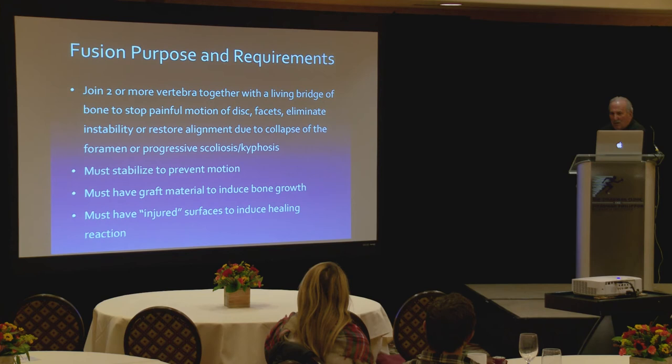Well, you join two or more vertebrae together with a living bridge of bone to stop painful motion of the discs, facets, eliminate instability, or restore alignment due to collapse of the angulation. So you have a foraminal collapse at 4-5. The right foramen is obliterated.